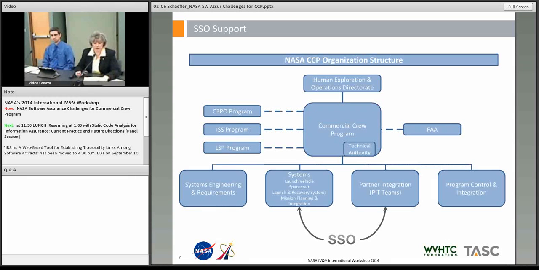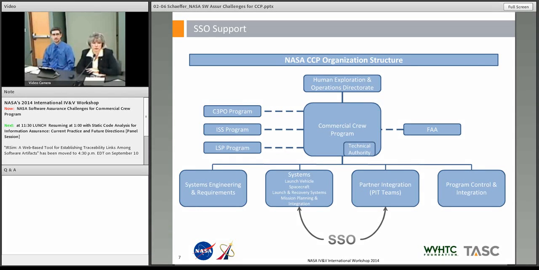So where did SSO come into this? I've talked a little bit about the phases, but this diagram is a very simple diagram that shows an overall view of the organization for the commercial crew program. One little tidbit I want to throw out here, you'll notice there's a box that says FAA on this chart. The reason that FAA is on this chart is that these will be commercial launches. Unlike the typical NASA launch, the FAA is responsible for public safety if it's a commercial launch. So that piece, the public safety piece, falls into the realm of the FAA for the commercial crew program.